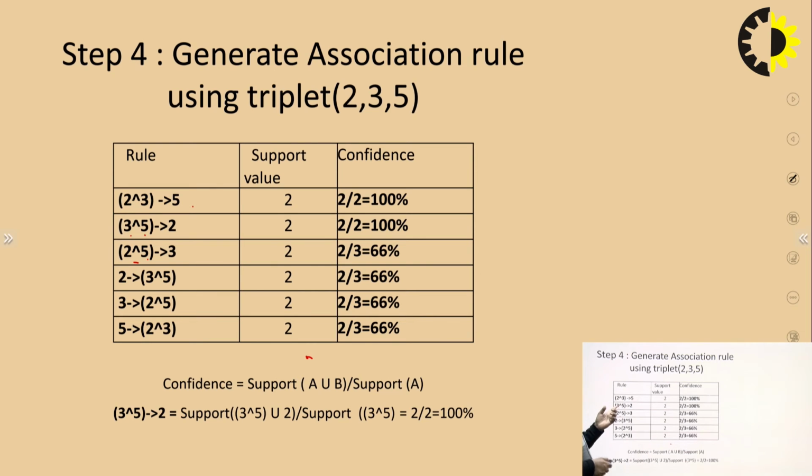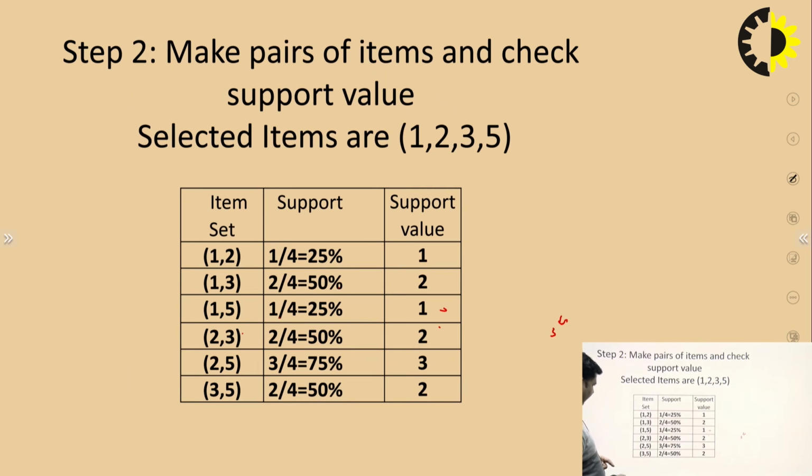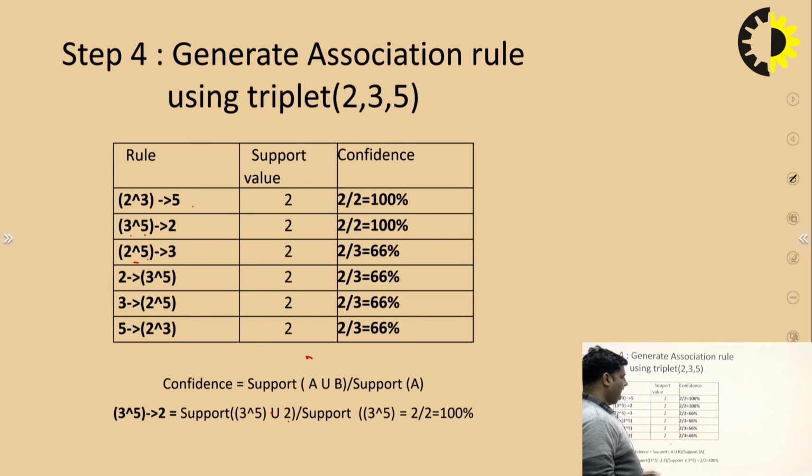In the same way, we use 2 and 3 in the same pair. So what do we use? We use the confidence of the support of 2, 3 union 5. The answer is 2. For the support of A here, we use 2 and 3. If we check 2 and 3, in 2 and 3 also we have the value 2. If we divide the value of 2, 3 union 5 by the value of 2 and 3, then 2 by 2 again gives us 100%.